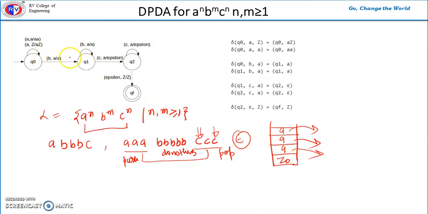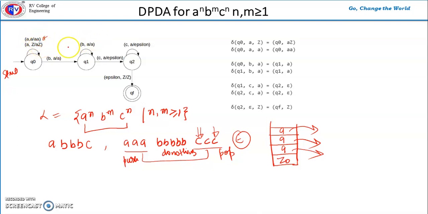So this is the transition graph. We are in start state Q0. We read the first A, and the top of the stack is Z0, so we push it. When we read the second A, the top of the stack is A, and we push it onto the stack. So this will take care of any number of A.